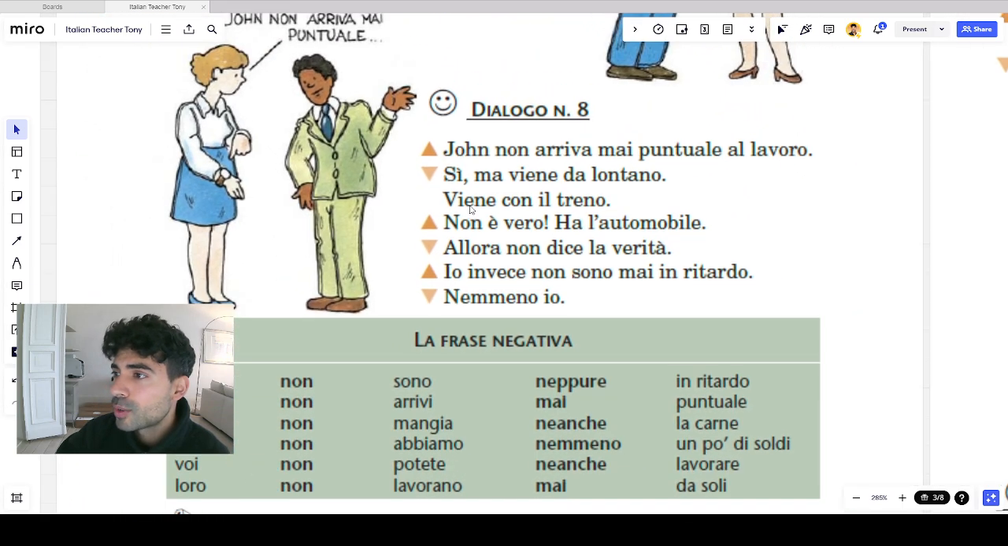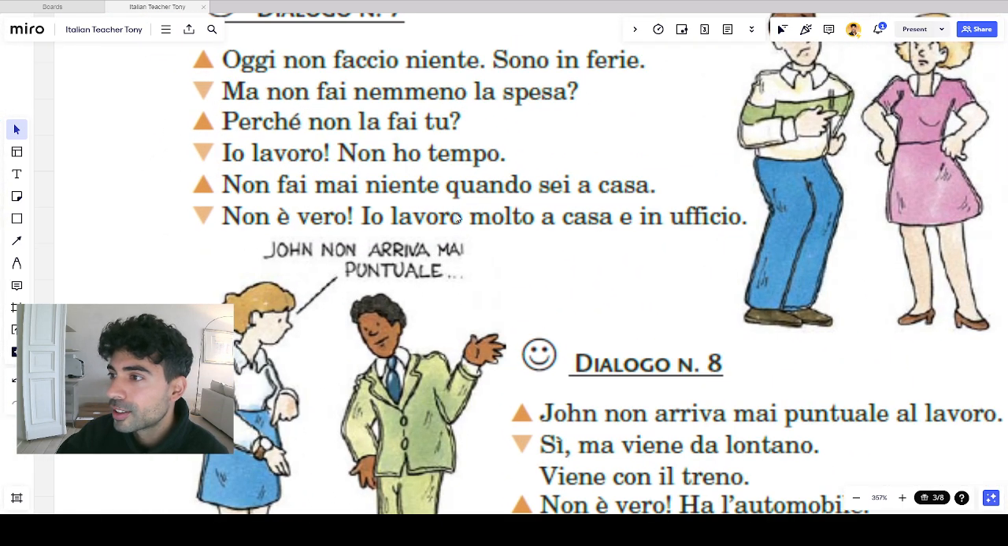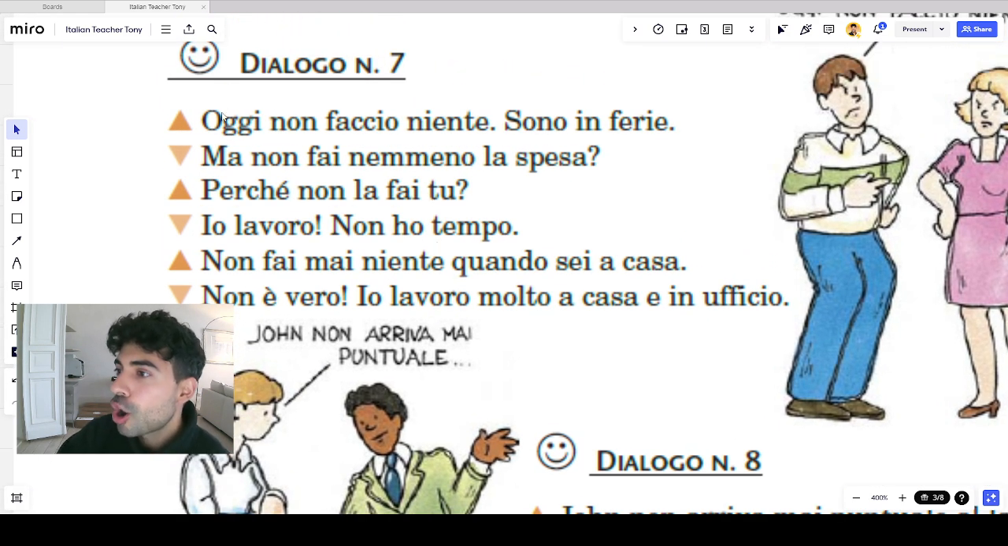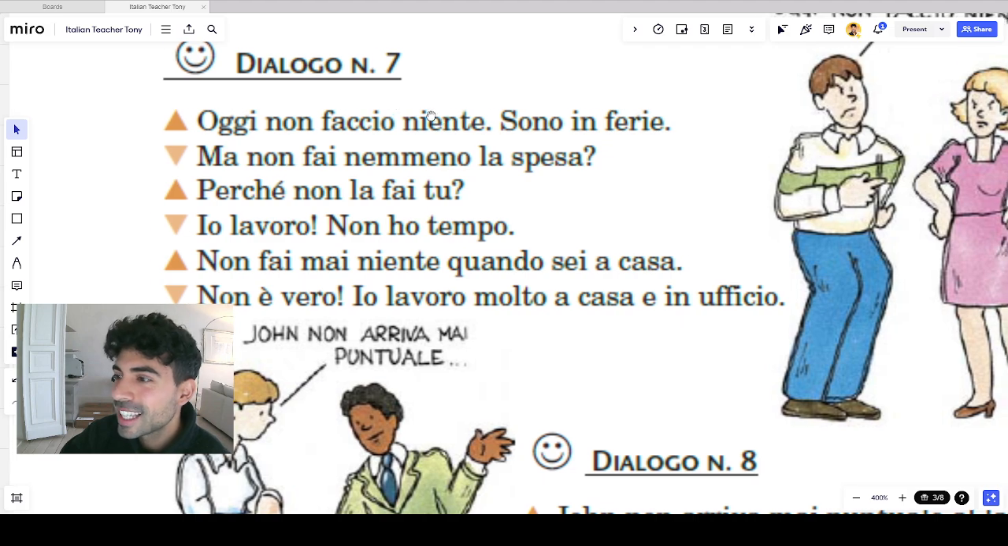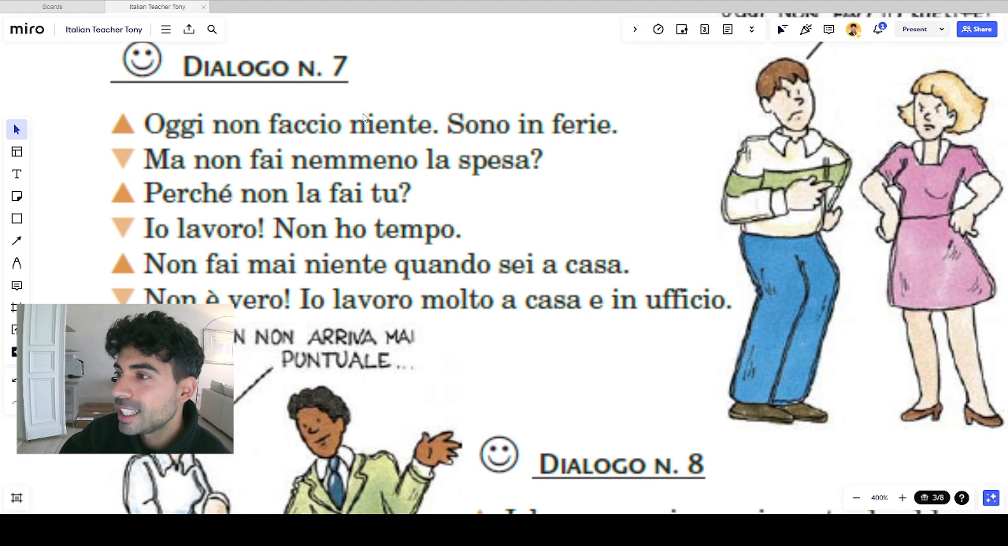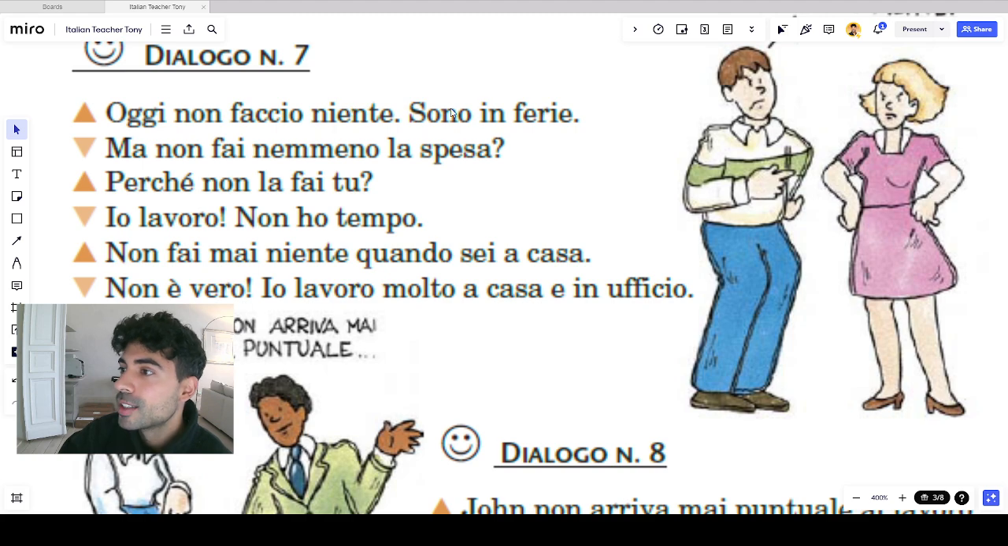So let's try to read these small dialogues and you will recognize a lot of negative sentences. Oggi non faccio niente, sono in ferie. Today I do not do anything. Niente means both anything or nothing, depending on whether the sentence is negative or positive. But anyway, in Italian it's always the same. In English you will have nothing or anything. In Italian it's always niente. Oggi non faccio niente.